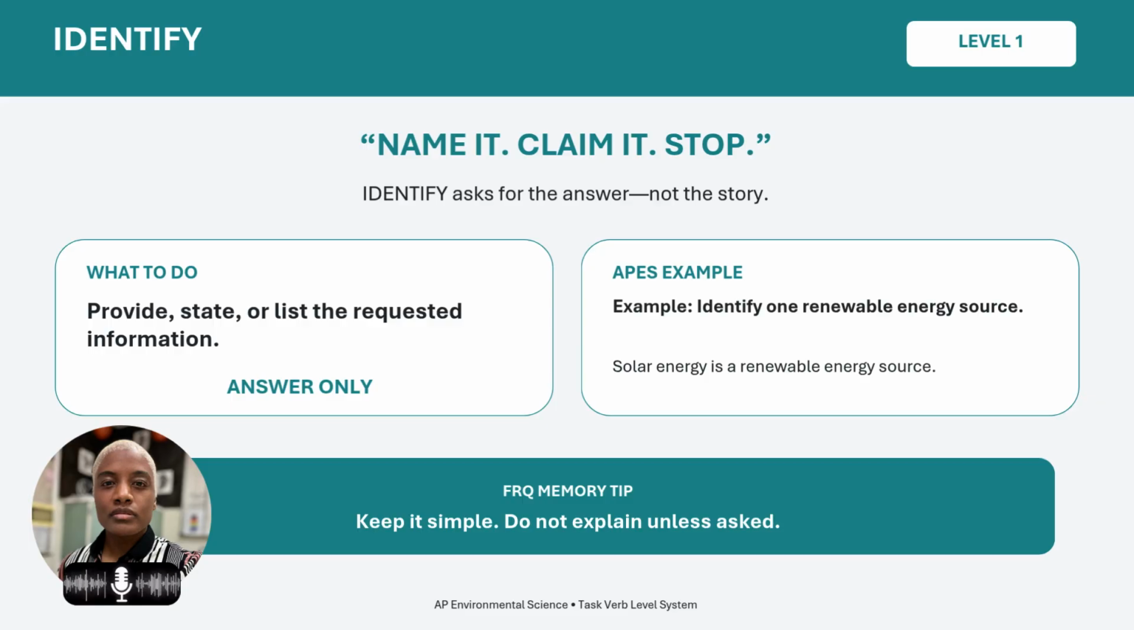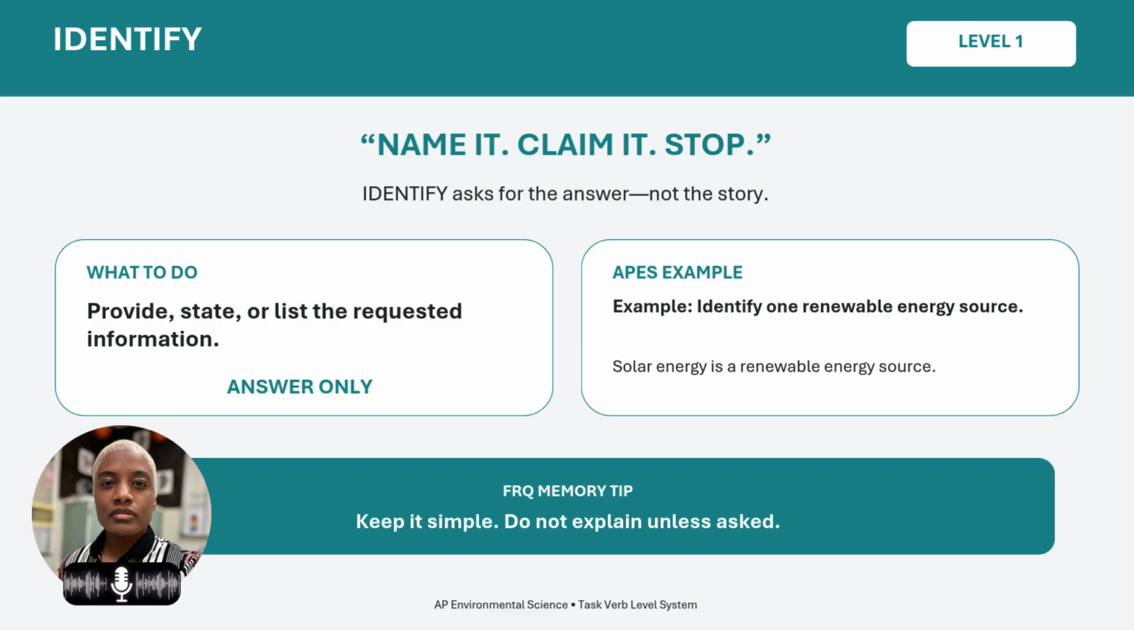So what to do? State or list the requested information. So we only want the answer. So identify literally means tell me the answer and stop. So that could be one word, could be the answer, or one sentence. For me, even though on the AP exam you do get credit for one word, I still want you to give me a complete sentence. The reason why, as readers know, sometimes when we do the one word, that's not exactly all the answer. And so writing that complete sentence will give us the chance to get full credit.